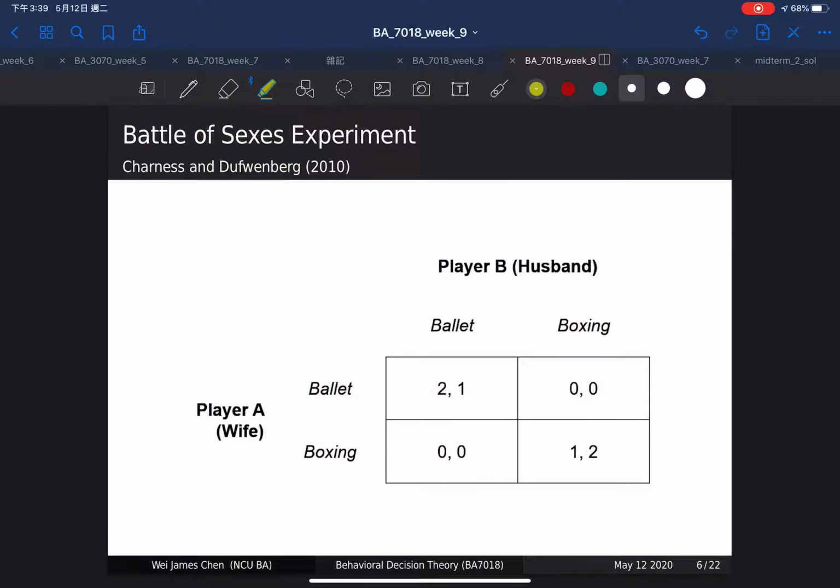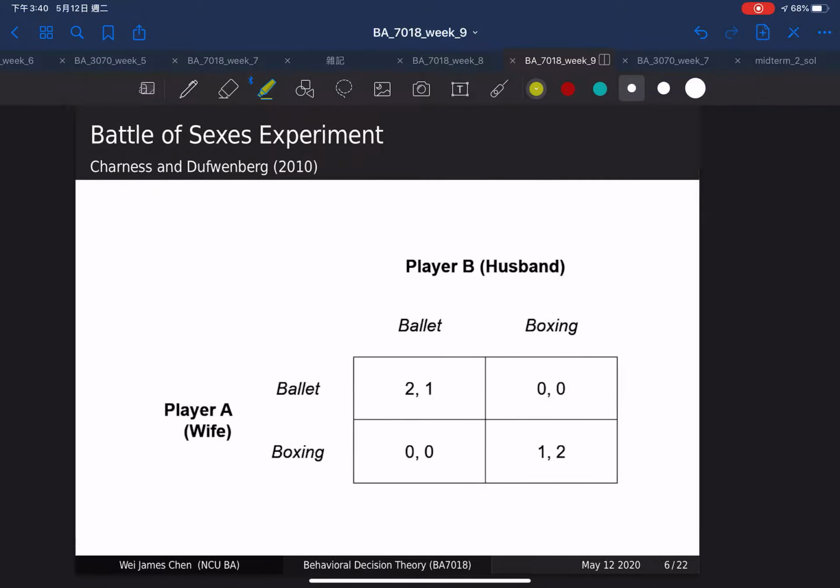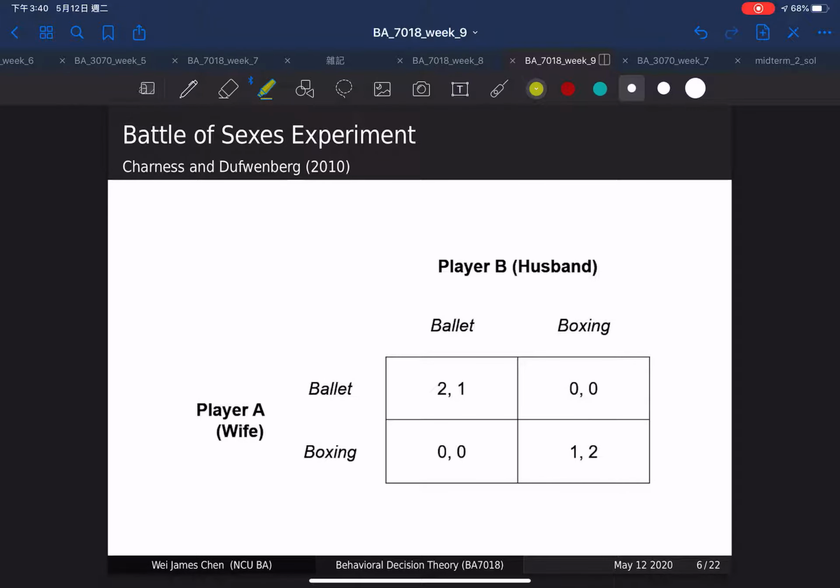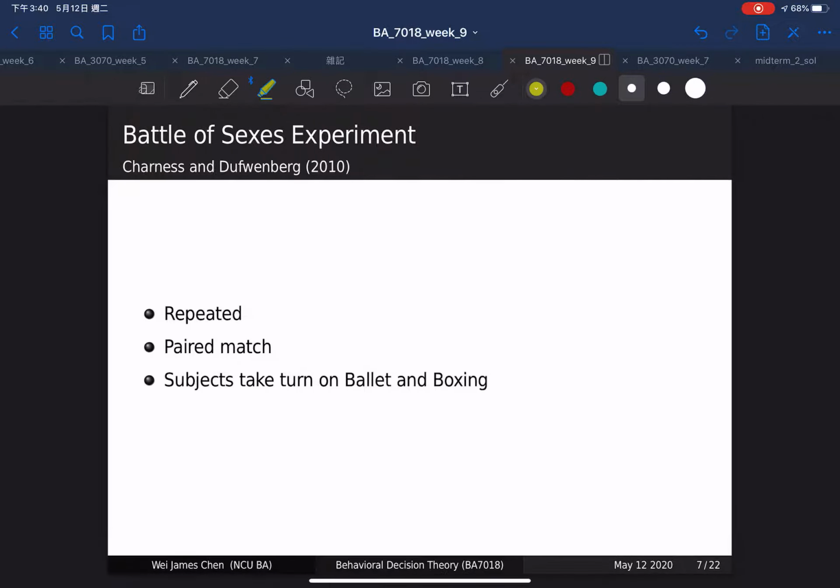And the third one we played, I didn't specify it, but you were actually playing the battle of the sexes experiment, with the numbers a little bit different, but the spirit is the same. Remember the prediction is that there could be one equilibrium like this, one equilibrium here, and one mixed equilibrium. In one experiment, they used a repeated game with pair match. Pair match is what you just did: you pair with the same person along the whole experiment.